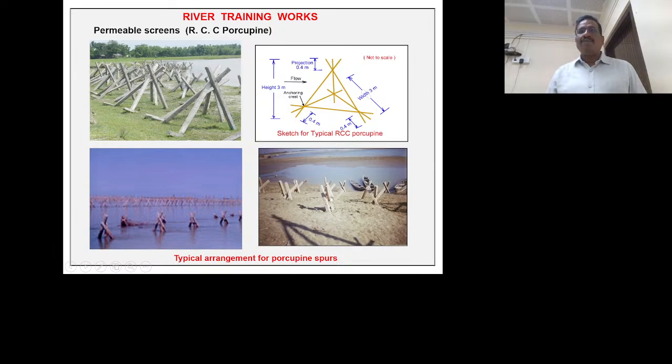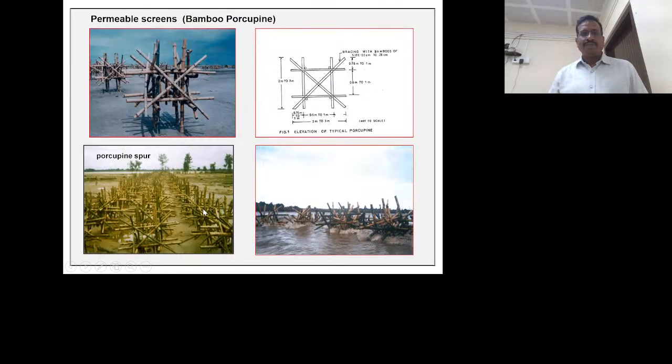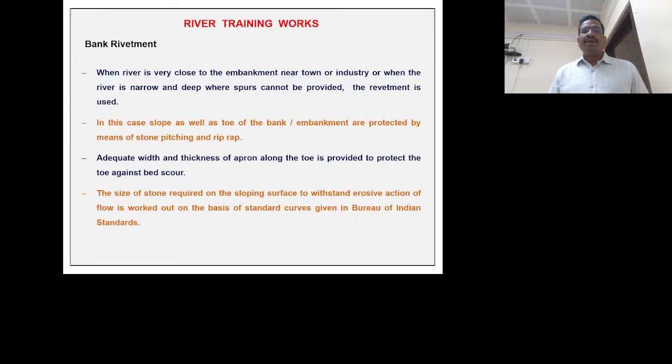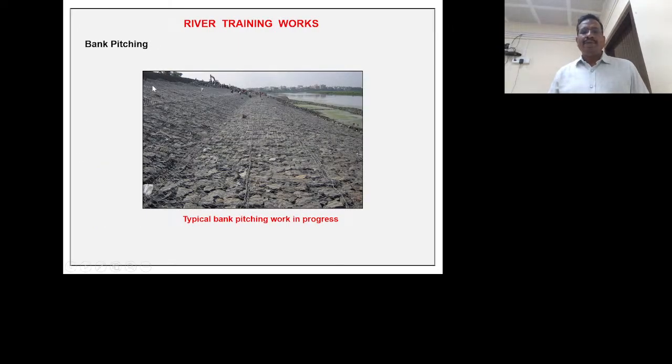These are the photographs I have taken during my site visits. This is the Brahmaputra river protection works. Here you see the bamboo permeable screens used as protection works, bank protection works. This is the design of a bamboo. Nowadays bamboo protections are not used; all are using RCC porcupines only. Bank revetment I have just shown here. This is the bank pitching, so they have given slope protection. This is the launching apron. This is called bank pitching also.